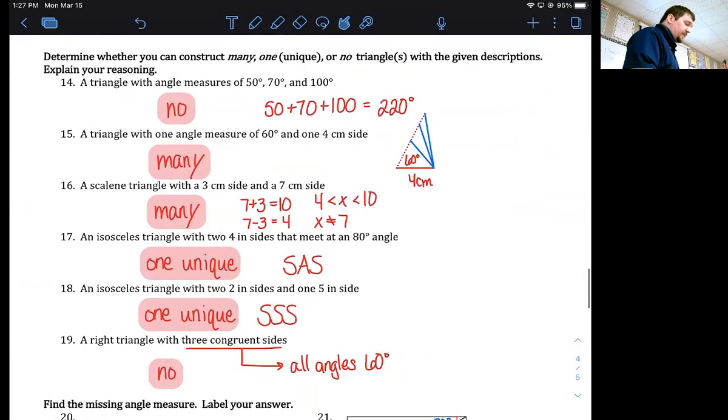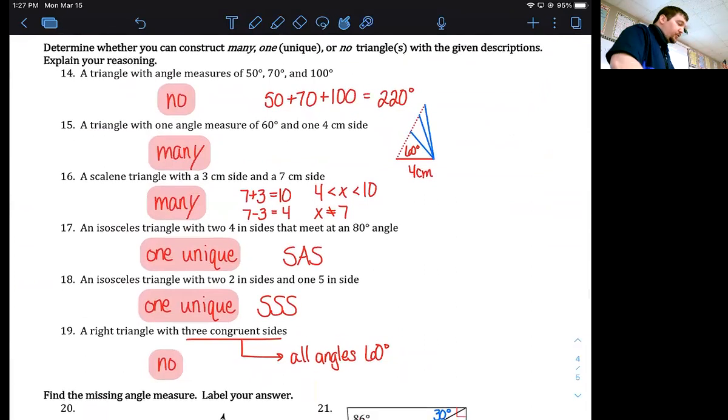Flip it over to number 14, or on the back side, number 14, you're determining whether there could be many triangles with these features, one unique triangle, or not even a triangle at all. And so with number 14, that one's a no, because if you add the 3 angles together, you'll get 220 degrees, and triangles have 180. So this won't even form a triangle.